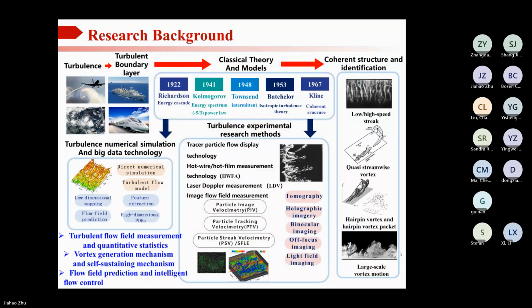Many classical theories and models of turbulence have been proposed by predecessors, and coherent structures have been proposed through turbulence experiments and numerical simulation. In the experimental study of turbulence, a variety of flow field measurement and flow visualization methods have been developed. In addition, in recent years, research based on big data technology has been carried out at home and abroad in combination with numerical simulation. Most of the current research focuses on turbulent flow field measurement and coherent statistics, vortex generation mechanism and self-sustaining mechanism, flow field prediction and intelligent flow control.